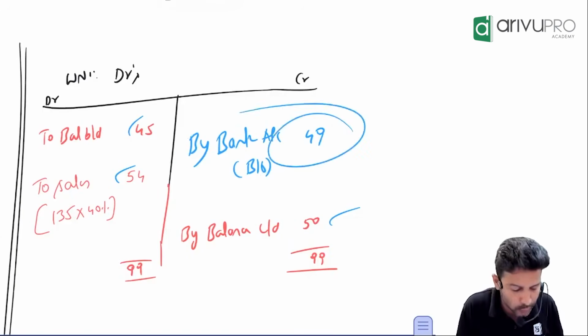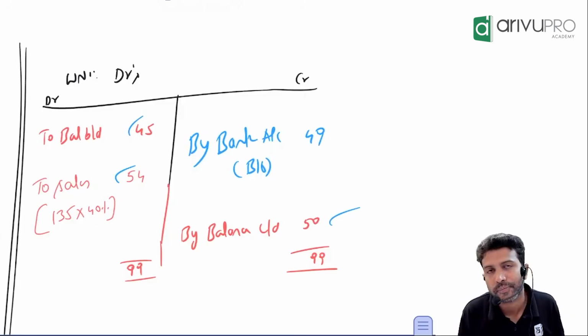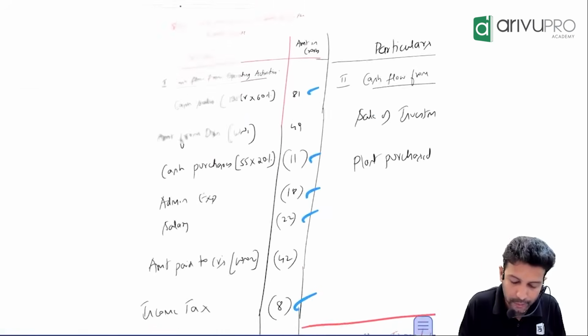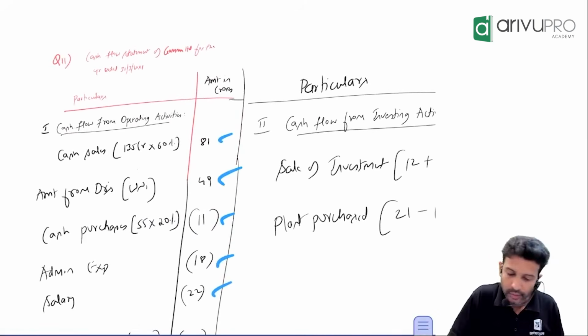Will this come in cash flow statement? Yes. Where? Operating cash flow. Negative, positive? Positive. Same way.